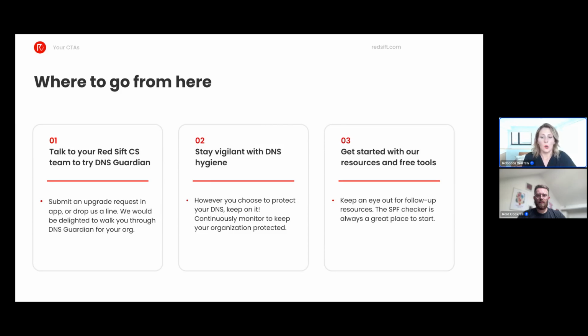I did see one question, which is, do you need Red Sift ASM for DNS Guardian? And no, you do not. DNS Guardian is available through that new tier, Red Sift OnDMARC Premier for Red Sift and Cisco customers, with MSPs coming soon.